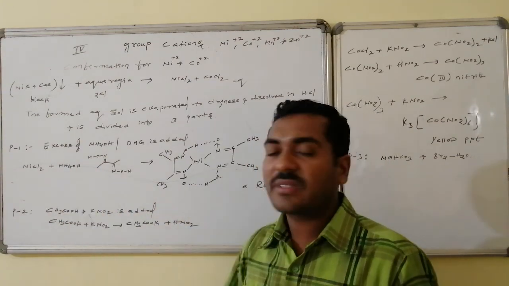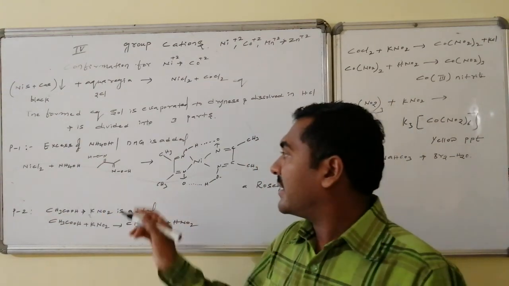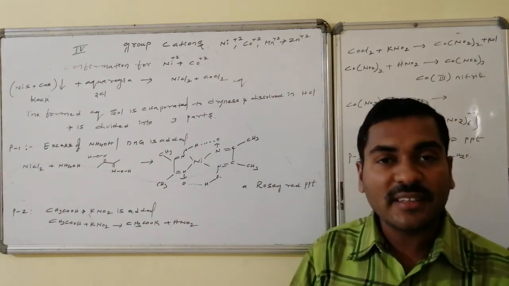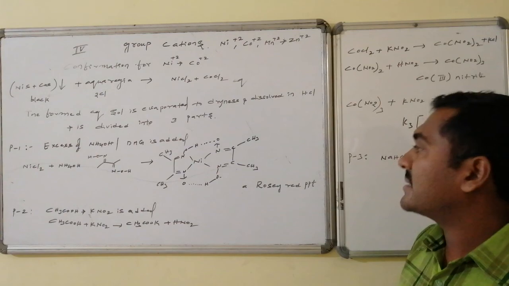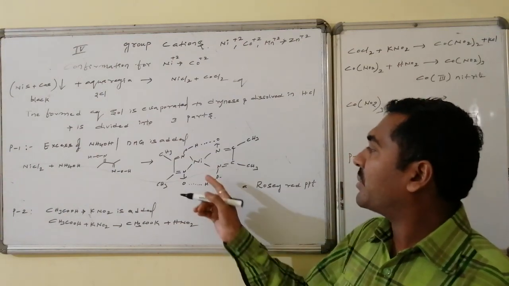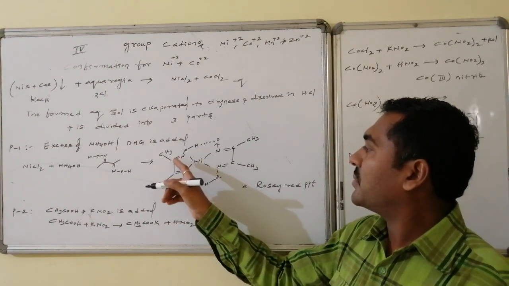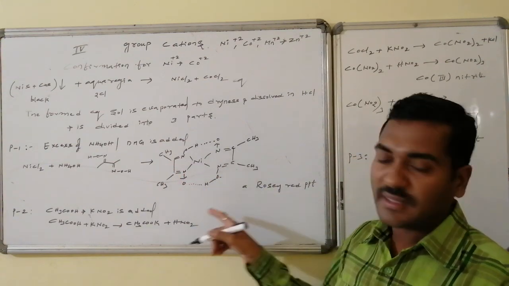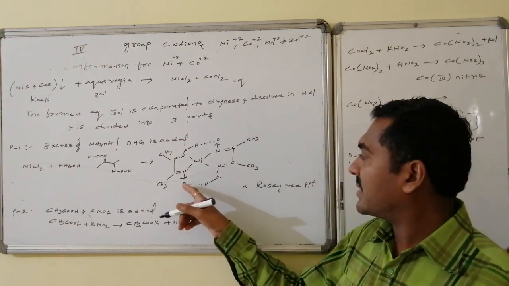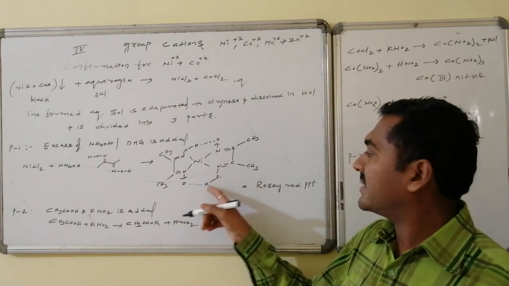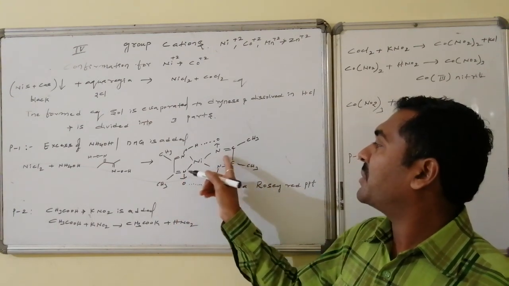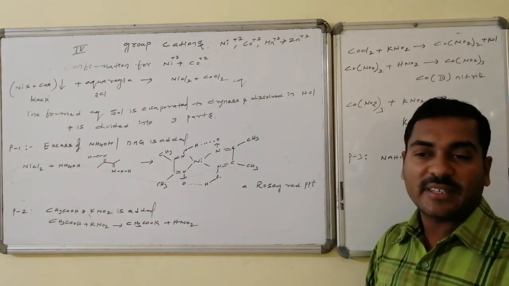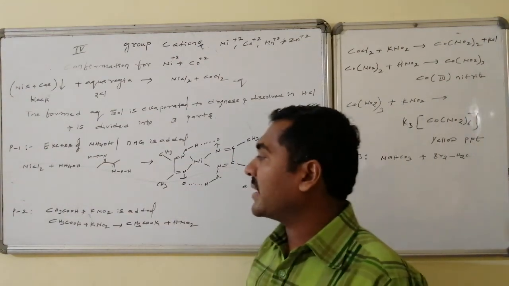These chlorines and hydrogen are eliminated as HCl, and chelation also takes place between the DMG of one and the DMG of the other. Thus ring structure formation takes place, forming a 5-membered ring: 1, 2, 3, 4, 5. Due to this chelation, a 6-membered ring also forms: 1, 2, 3, 4, 5, 6. Here 6-membered ring, 5-membered ring, 6-membered ring, 5-membered ring. Thus a rosy red color precipitate occurs that confirms the presence of nickel.